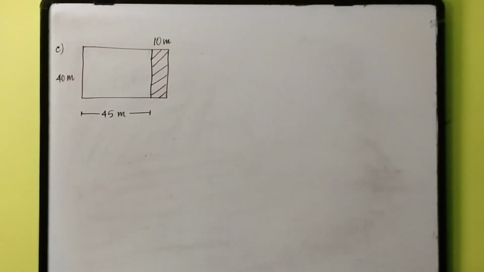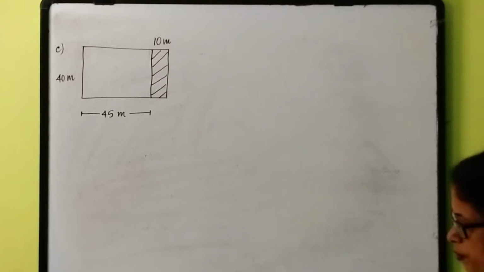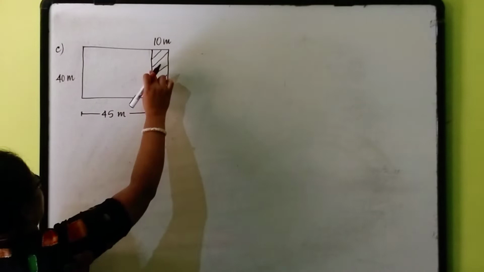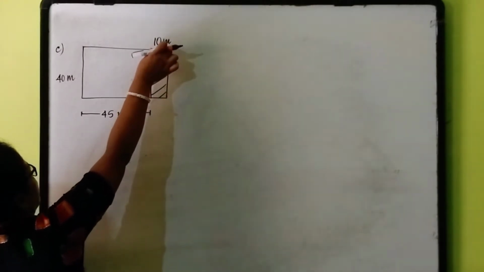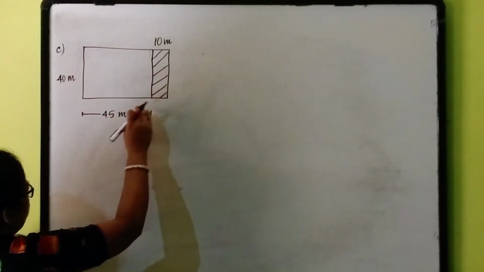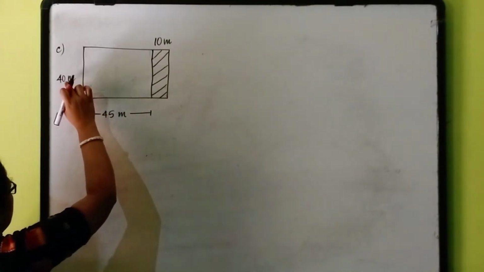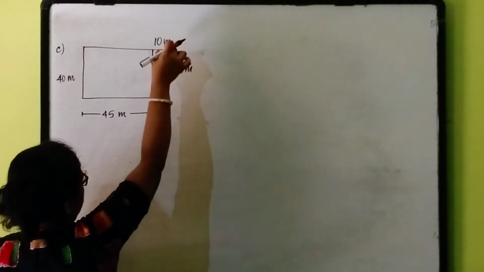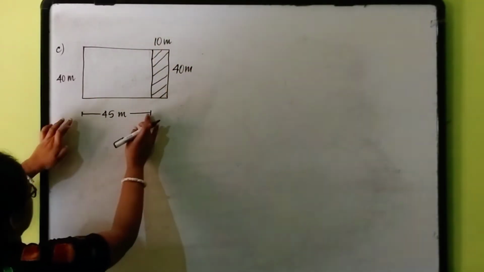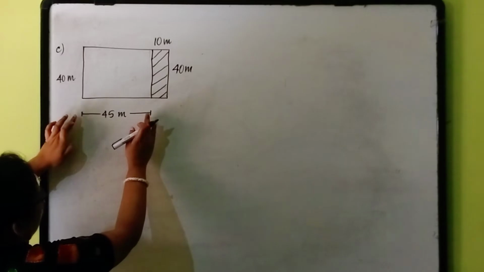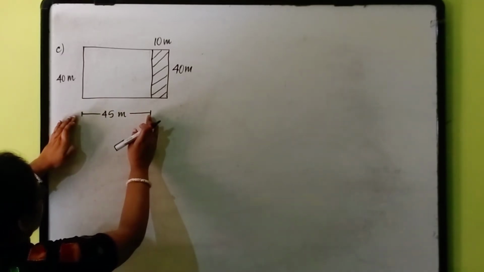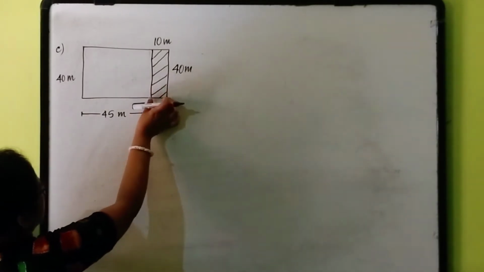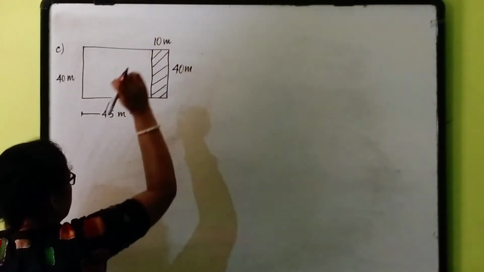Now see the next figure. Here also you have to find out the area of the shaded portion. So this is also a rectangle. Here you see it is clear that this is 10. As the big figure is also a rectangle, this is 40 meter, then this will also be 40 meter. Now you know the length, you know the breadth. This other length is of no use here, you don't bring it. You need this length only. This is the breadth, 10 meter, and this is the length.